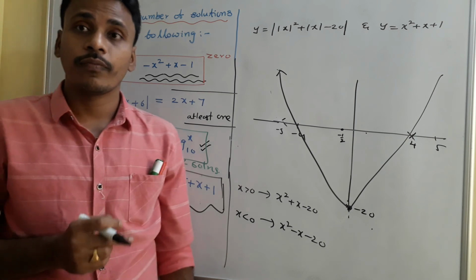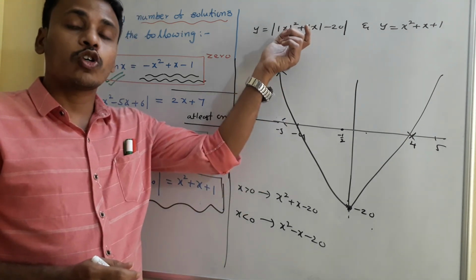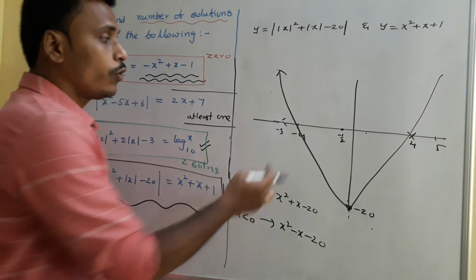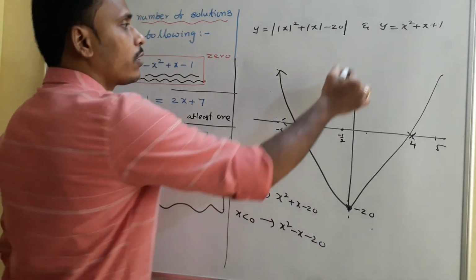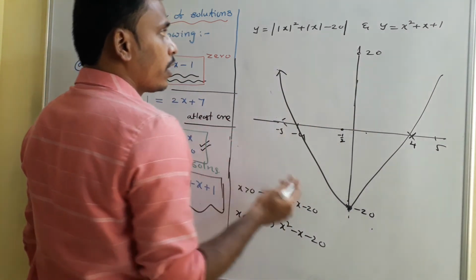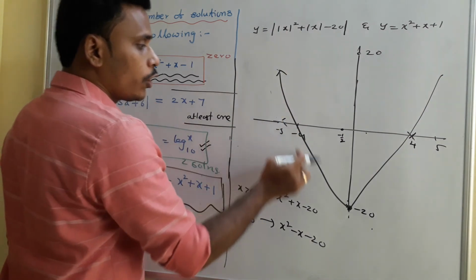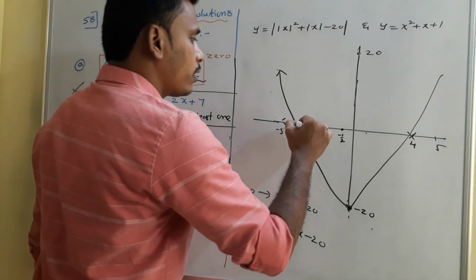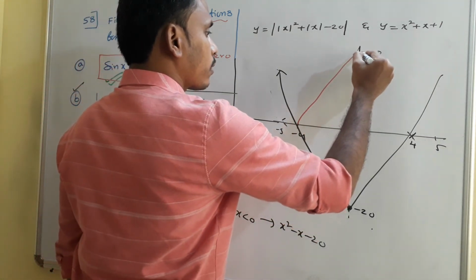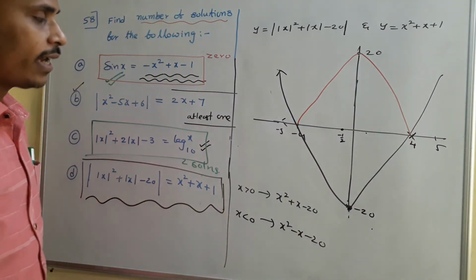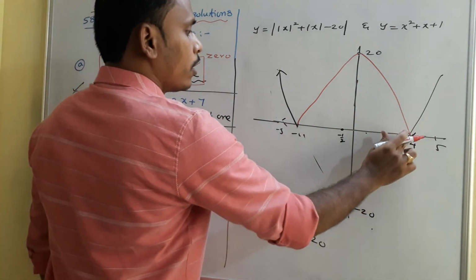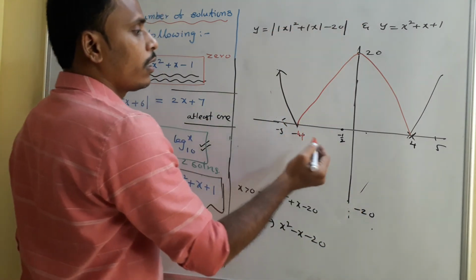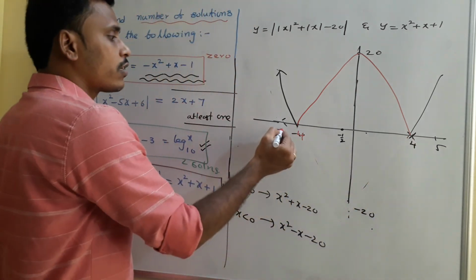But when you say modulus of the inner one, to give modulus for that, what we need to do? You need to flip this negative region to the positive region. So somewhere you will have 20 here. Since we are taking modulus for this inner bracket, you need to retrace this negative region part to the positive part like this. And at the end, you need to neglect all this. So this is the graph of y is equal to modulus of mod x square plus mod x minus 20. Okay. See, the way of sketching all these things we discussed in the previous classes.